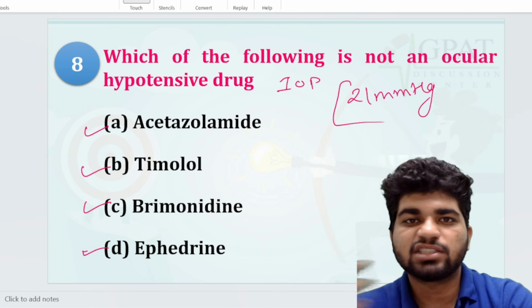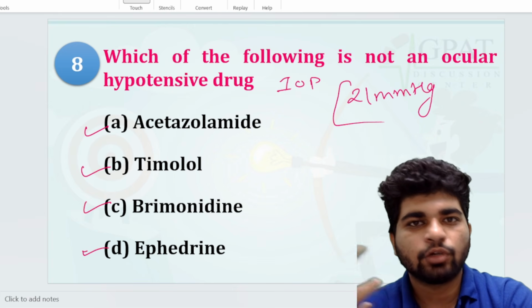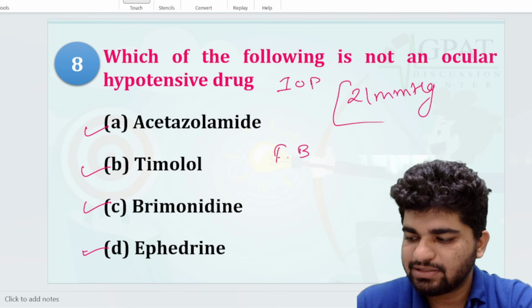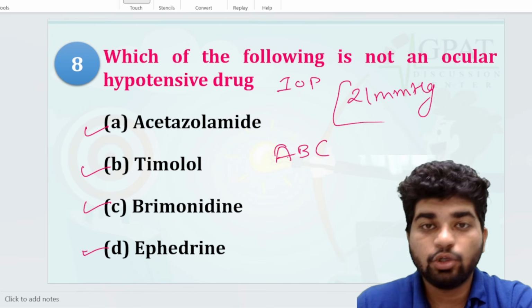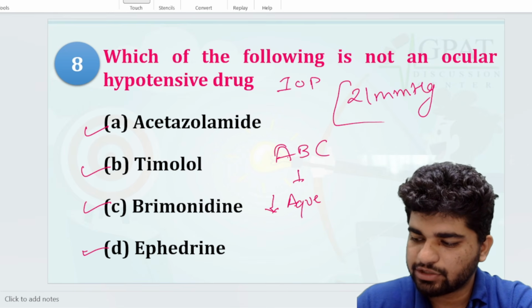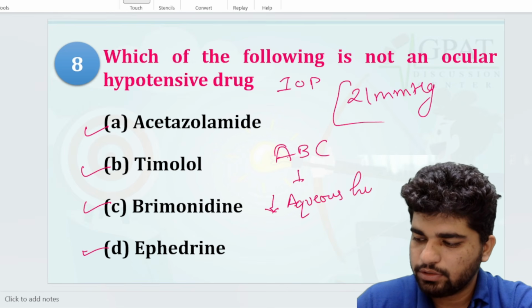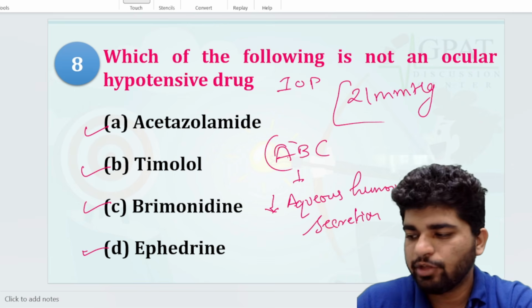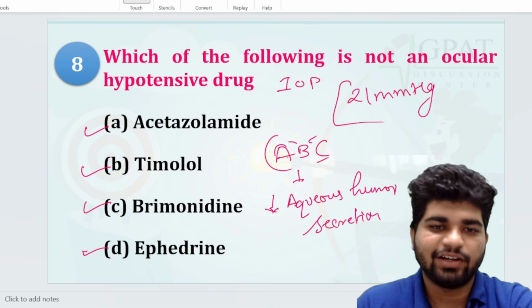Simple. If you go to the classification of anti-glaucoma drugs, what's going to happen? I told you that's your ABC. ABC are very important for decreasing the aqueous humor secretion. So this is your ABC: A for alpha 2 agonist, B for beta blockers, and C for carbonic anhydrase inhibitor.